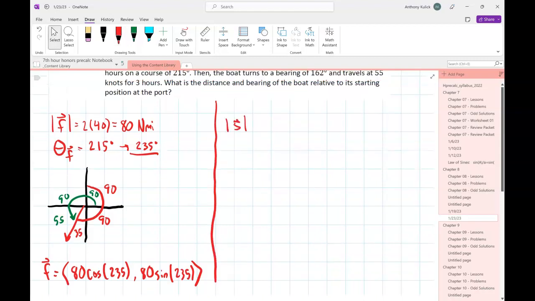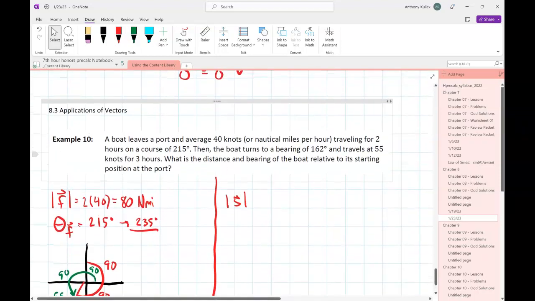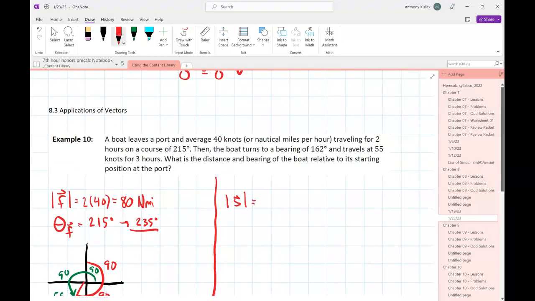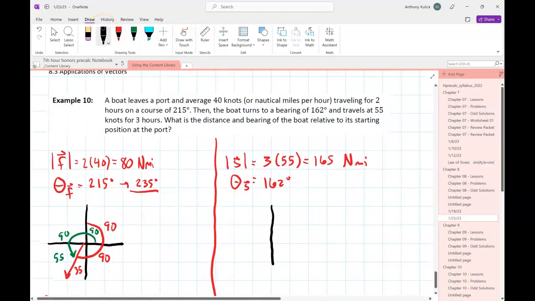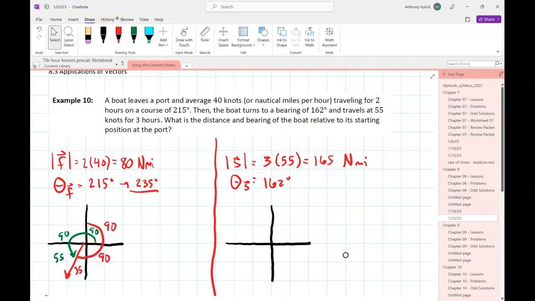It says then the boat turns at a bearing of 162 degrees and travels 55 knots for 3 hours. I'm going to call this vector s for second. The magnitude of vector s is going to be 3 times 55, or 165 nautical miles. And the bearing, we're told, is 162, but as we just discussed, a bearing is not the same as a standard position angle, but we can certainly find that standard position angle from it.